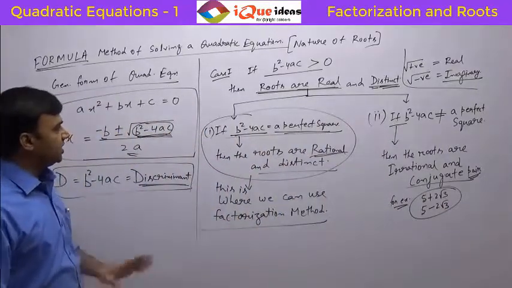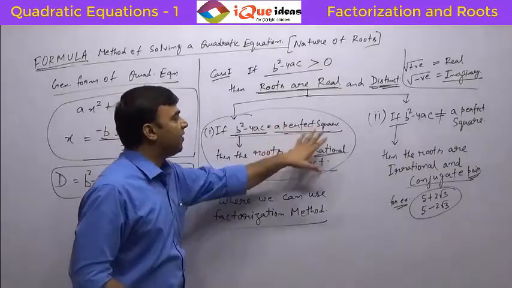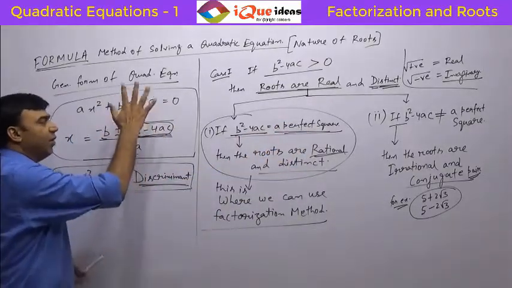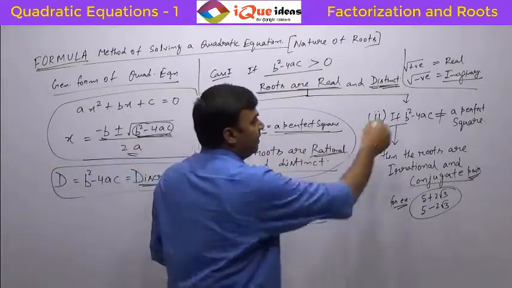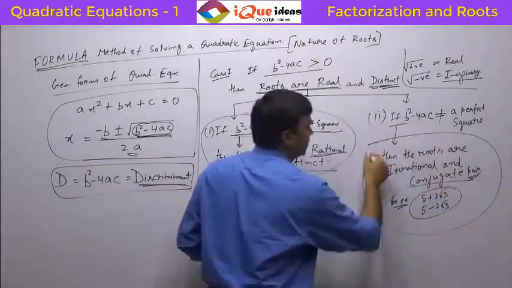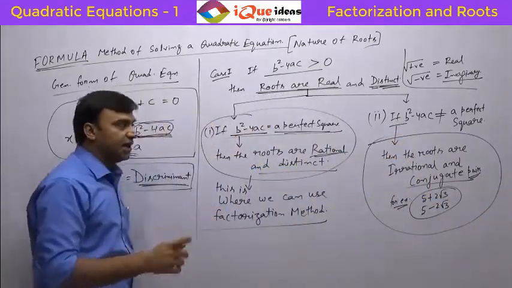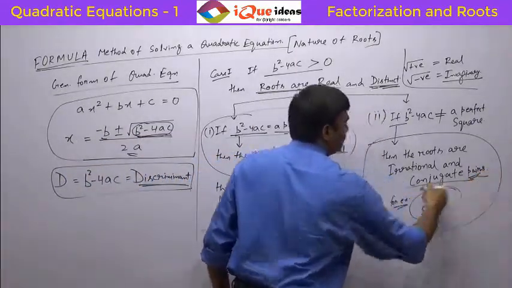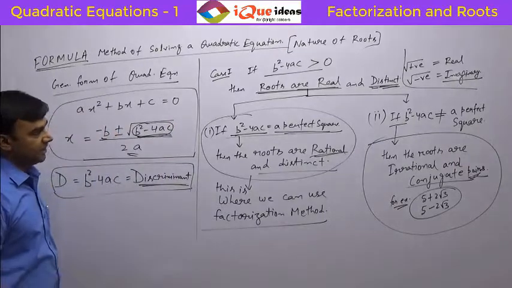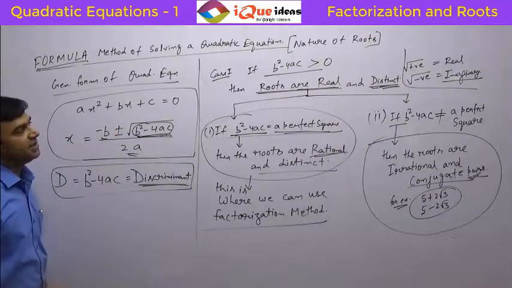So remember two conditions from here. If b square minus 4ac is a perfect square, then the square root sign will go away and we'll get a rational root, a pair of rational roots, right? If b square minus 4ac is not a perfect square, then the roots are irrational and conjugate pairs, the examples of which we have already seen in the previous cases. In the last 3 questions we have seen that.